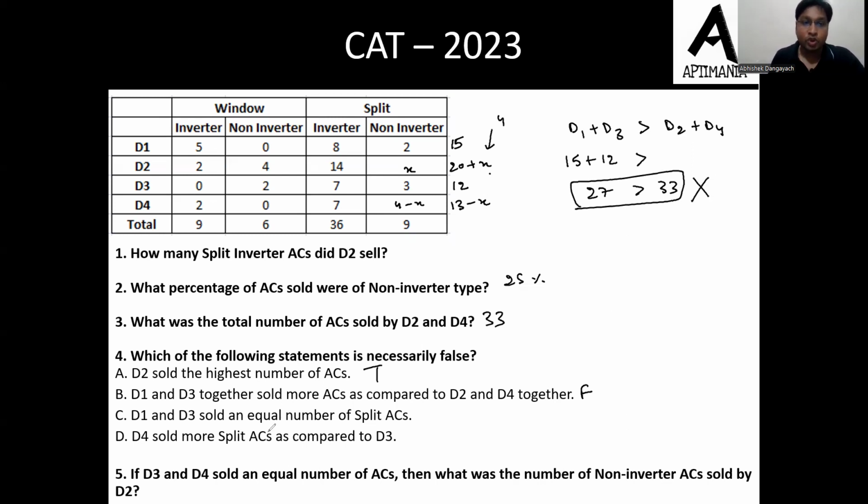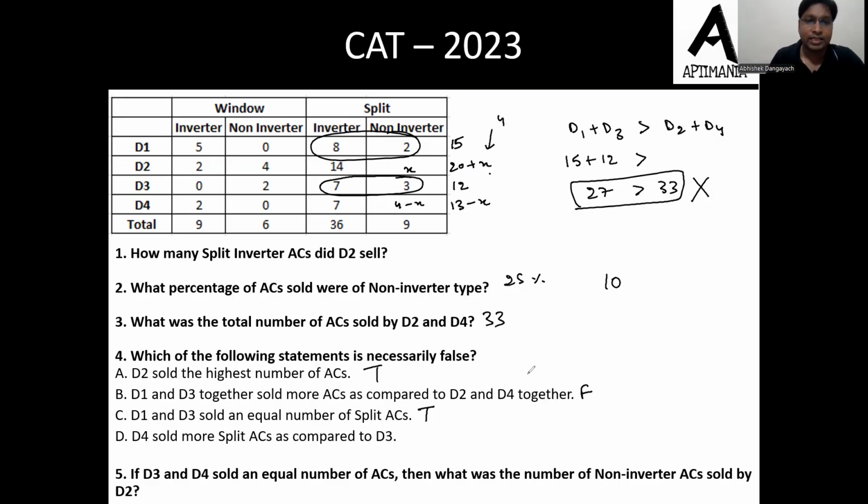Now D1 and D3 sold equal number of split AC. D1 split AC is 10 and D3 split AC is 10 again. So yes, this number is same. So this is again true. Although we have got our answer, but still we are checking for all the options.